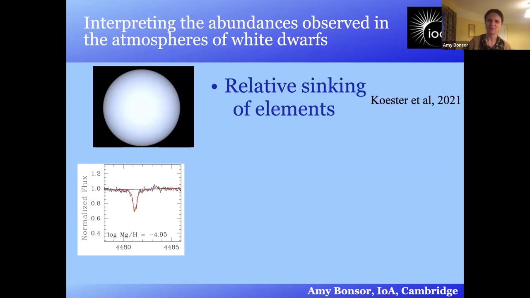And so to do this, we set up a series of Bayesian models that take into account various processes and try and analyze the abundances in terms of the most likely scenario. So the first issue is the relative sinking of elements, because once you're in the atmosphere of the white dwarf, if things sink at different rates, then the abundances change from what that planetary material was originally. But by making some suppositions about the plausible abundances that you could have, we can actually place some quite interesting constraints on the most likely phase of accretion that each system is in.